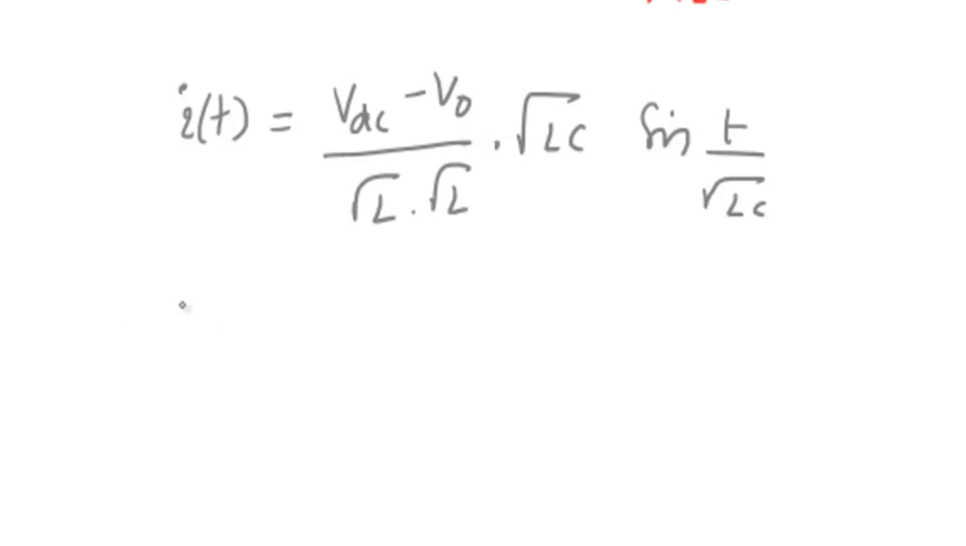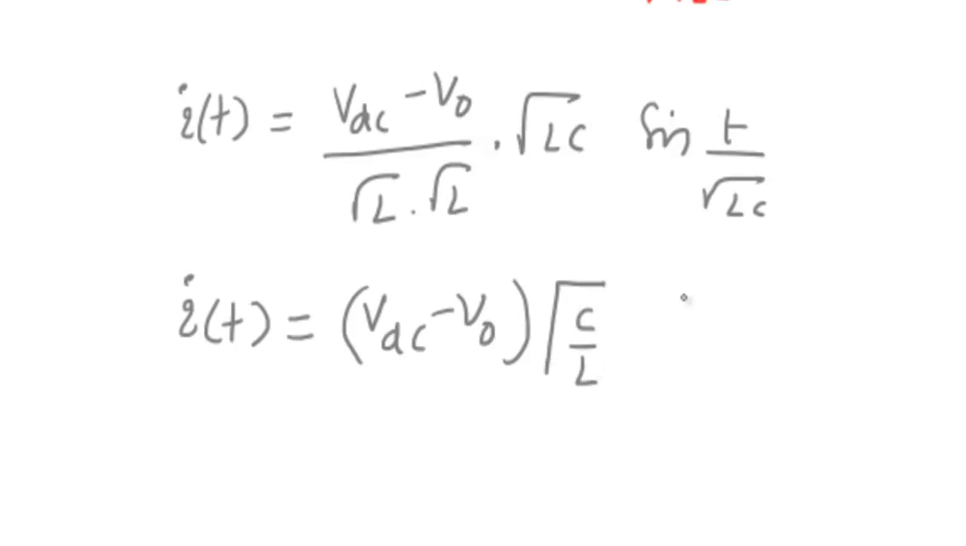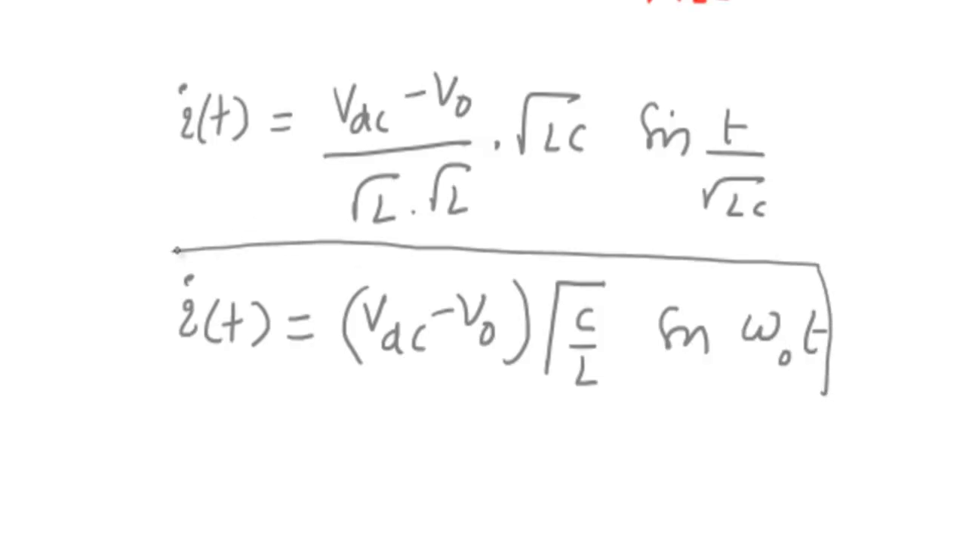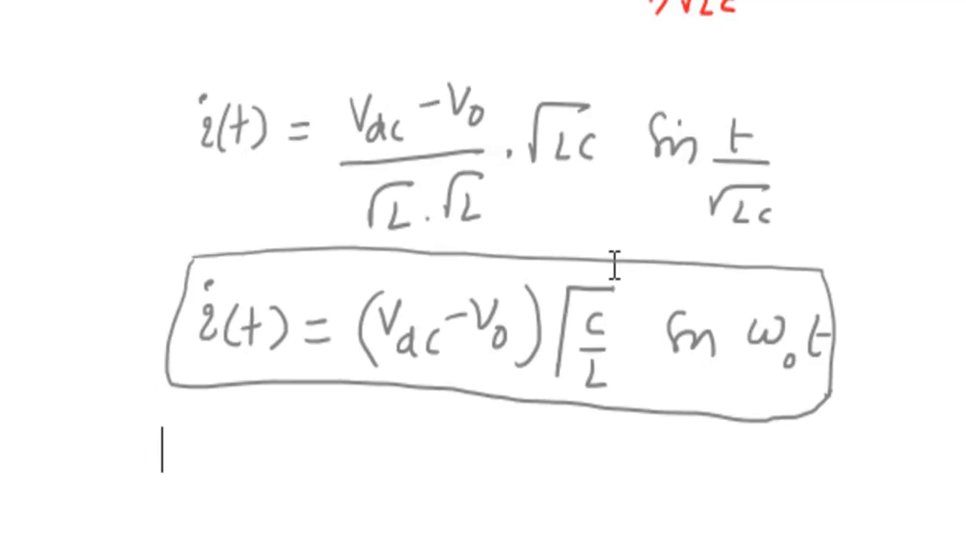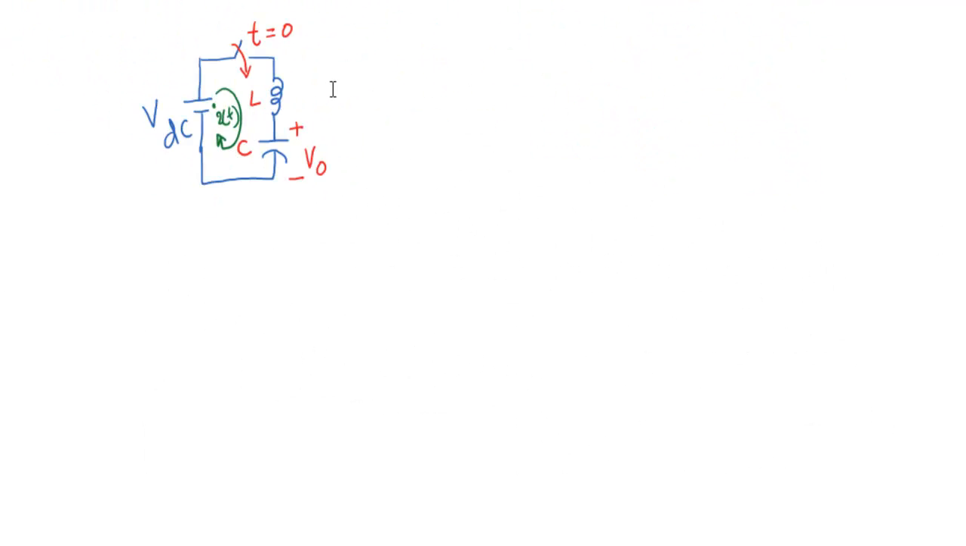So now the current flowing through the tank circuit or this given circuit will be (VDC minus V naught) multiplied with, as root L gets cancelled, root of C by L into sin(omega naught t). This is the equation we need to remember. This is nothing but the current flowing through the circuit. We have seen that current flowing through the switch.